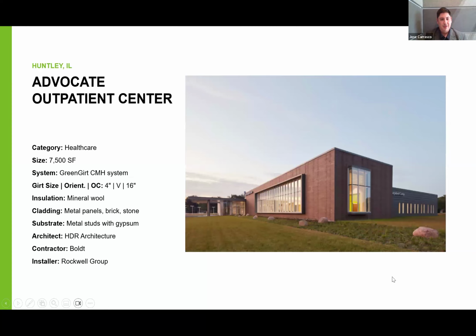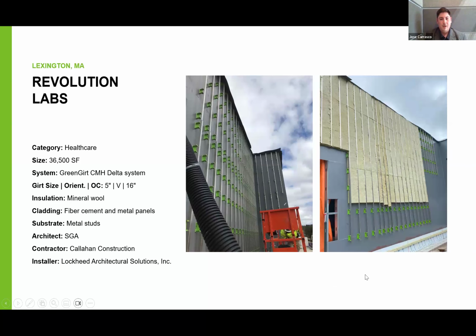And here we have another healthcare facility using the Green-girt CMH system with mineral wool. This is 7,500 square feet in Illinois. I think this is the last one. This here is showing the Delta adjustable system with mineral wool. This is on a healthcare facility in Massachusetts using nearly 37,000 square feet of the Delta adjustable system.